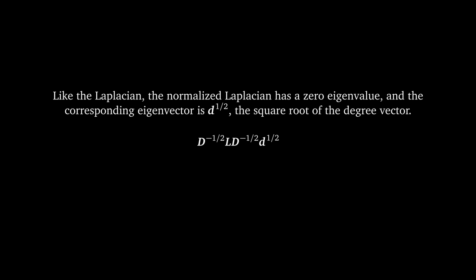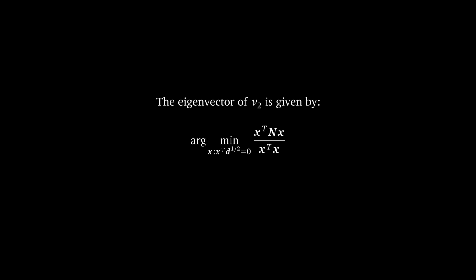Let's look at the eigenvalues of our normalized Laplacian. Like the Laplacian, the normalized Laplacian has a zero eigenvalue, and the corresponding eigenvector is d to the 1/2, which is the square root of the degree vector. Basically, the square root of all the degrees of our graph. Similar to the Laplacian, we can see that the eigenvector of the second smallest eigenvalue, mu2, is given by the argmin of this Rayleigh quotient.